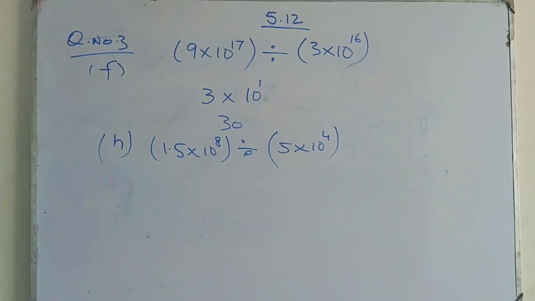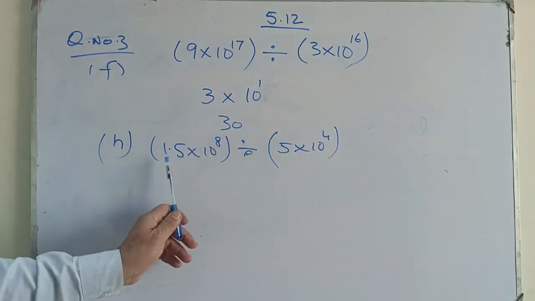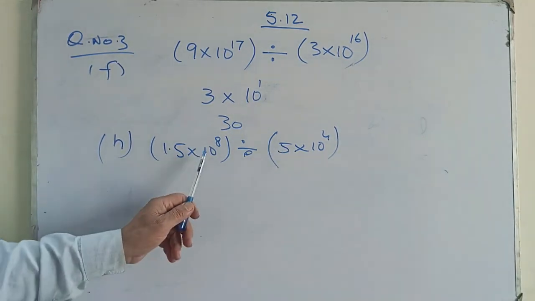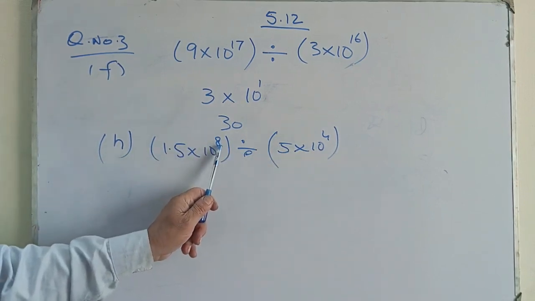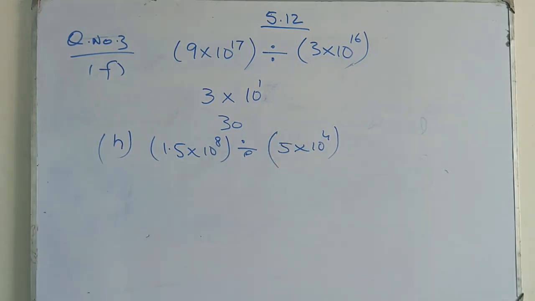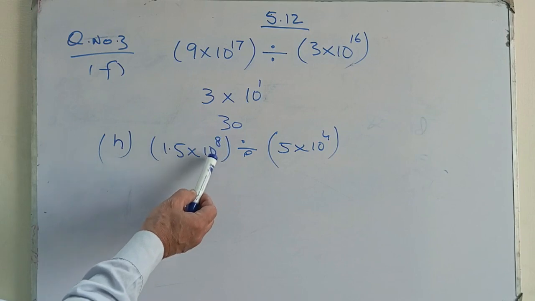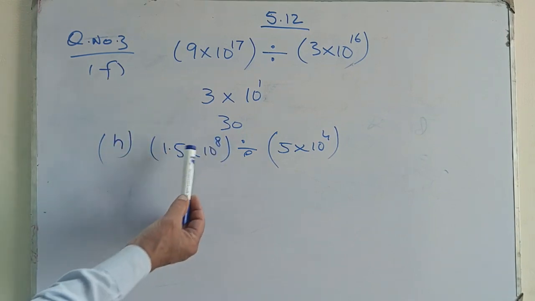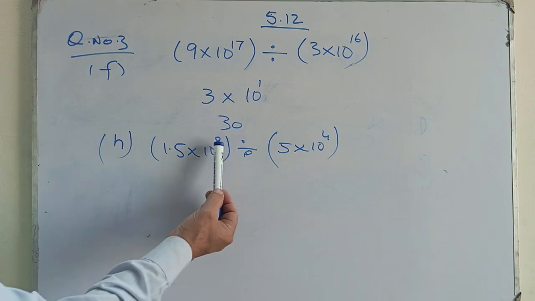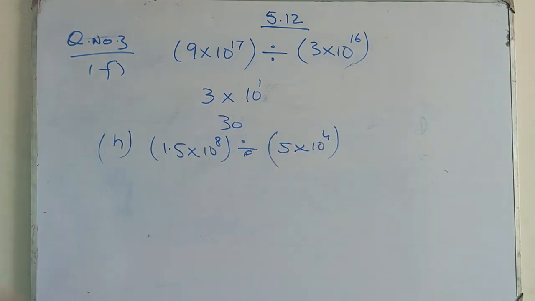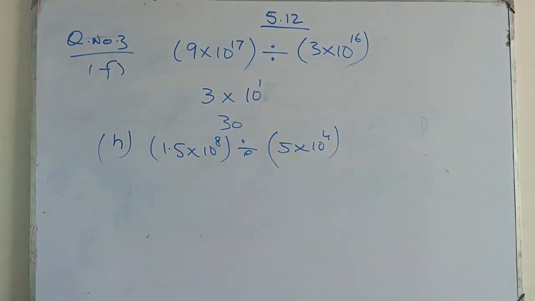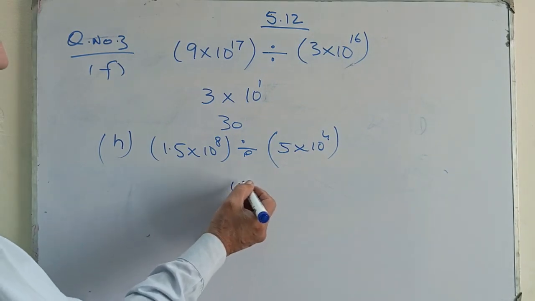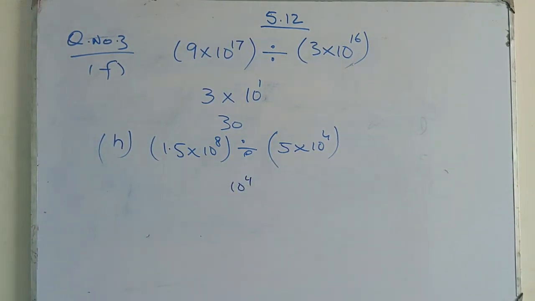Okay. Now you see that again this thing is divided. This 1.5 is divided by 5, and this 10 is divided by this 10. This is raised to power 8, and this is raised to power 4. So what will we do? We'll just subtract 4 from 8. The exponential part will become like this.